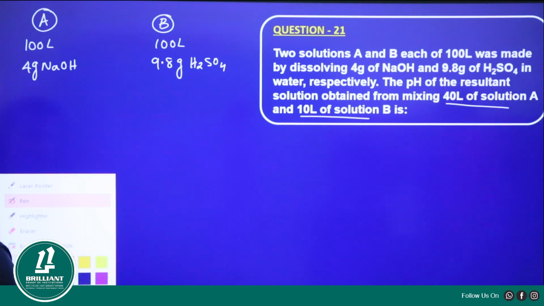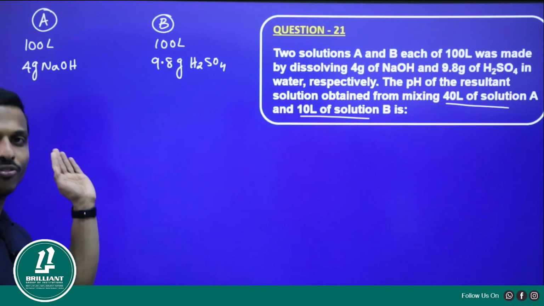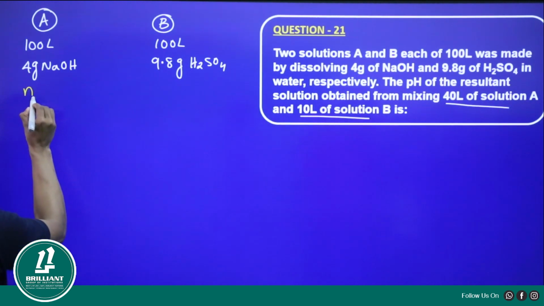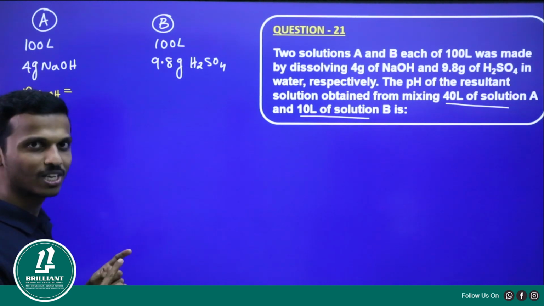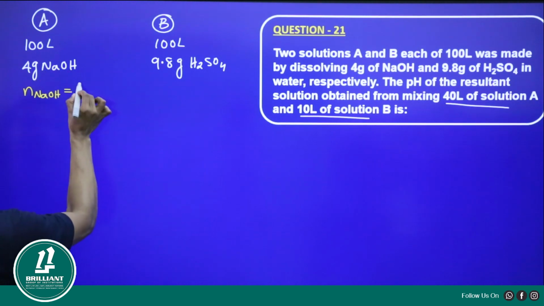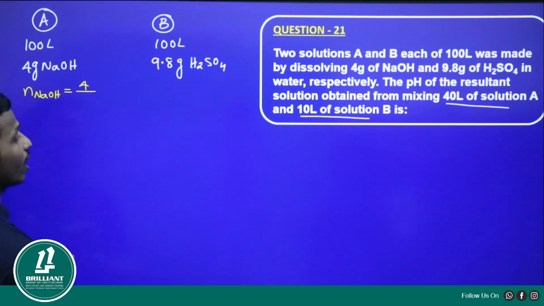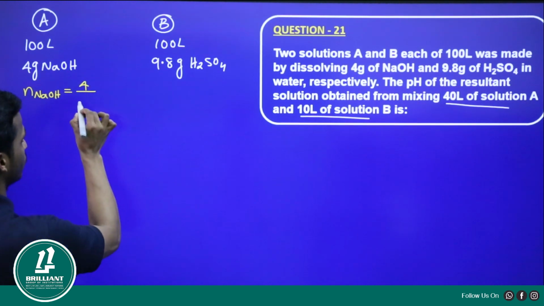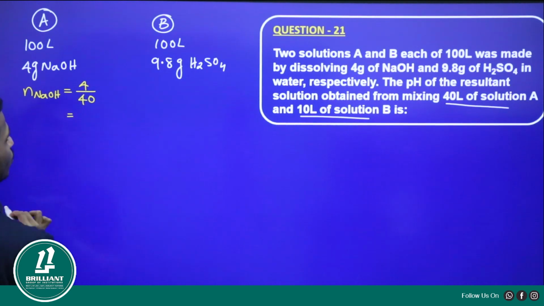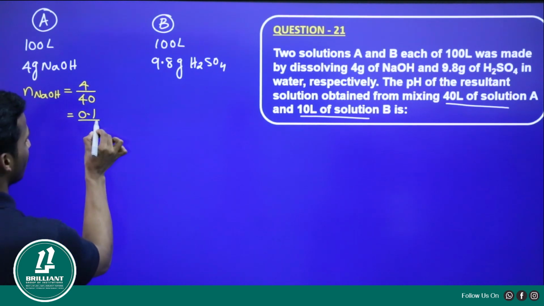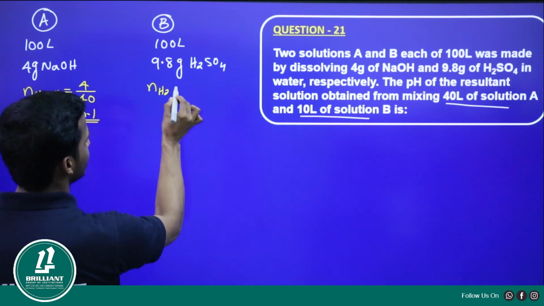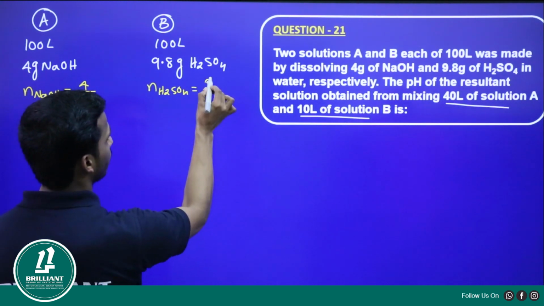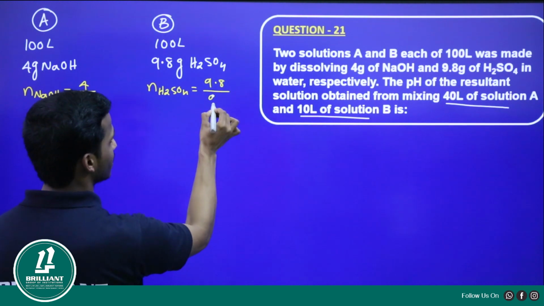Let us find out the number of moles of each component. What is the number of moles of NaOH? You know, the number of moles is calculated by given mass by molar mass. What is the given mass? 4 gram. What is the molar mass of NaOH? 40. So 4 by 40, that's equal to 0.1 mole. What about the number of moles of sulfuric acid? Given mass is 9.8 gram and molar mass is 98.